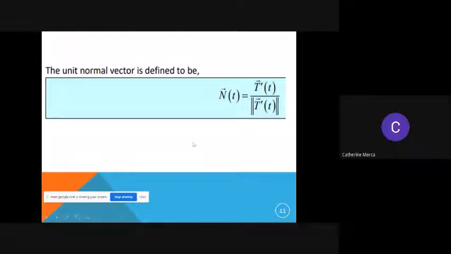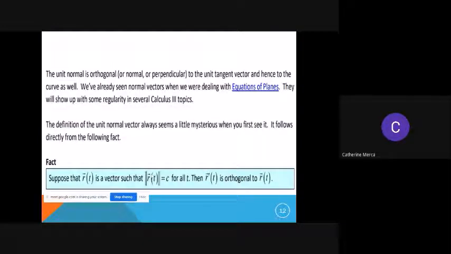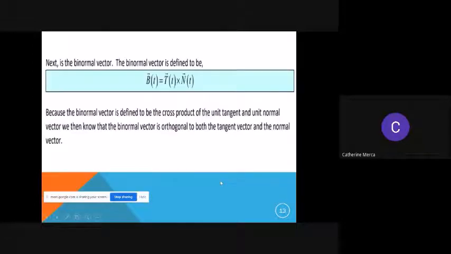Tingnan natin. So, from here, as I've said, I'll leave this to you for you to read, kasi nandito yung mga notations. Yung facts about r of t, this one, orthogonal. Binormal itong formula. That is, ang result ng tangent.